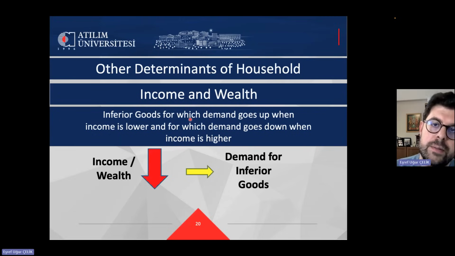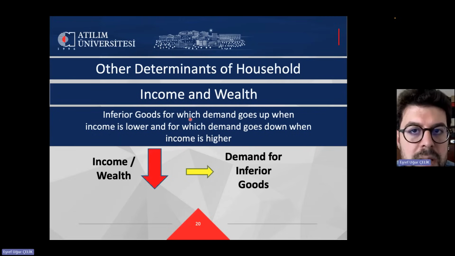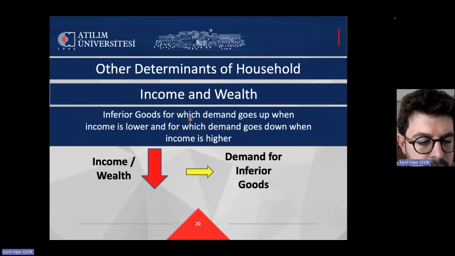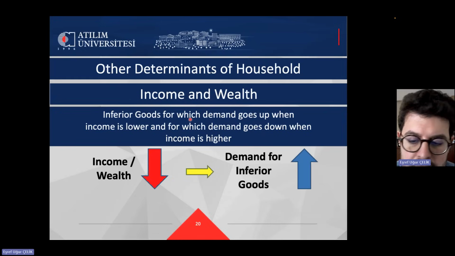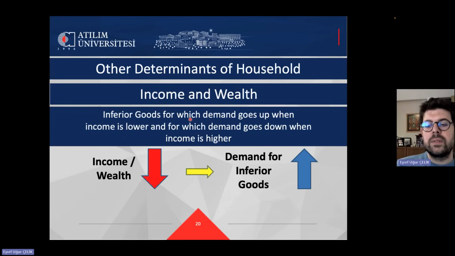I've already given many details about it, that's why I move fast over here. So when our income or wealth decreases, demand for the inferior goods becomes higher because that shows the negative relationship between income or wealth and the changes of demand.